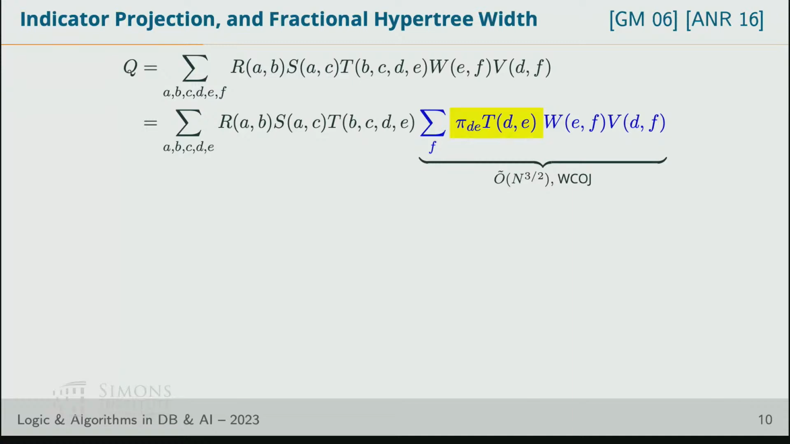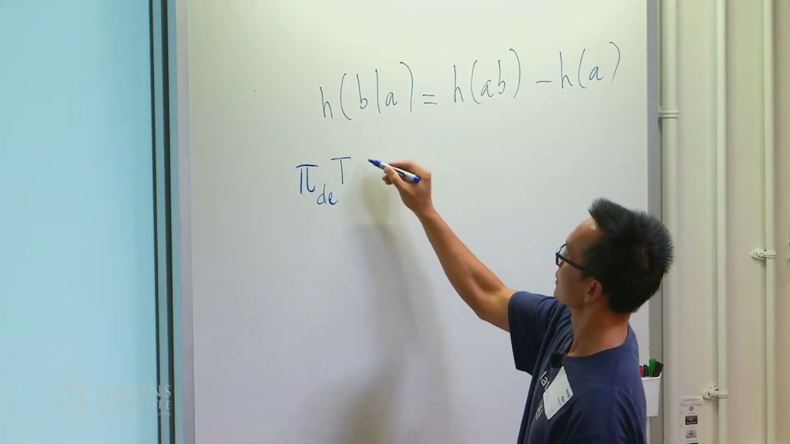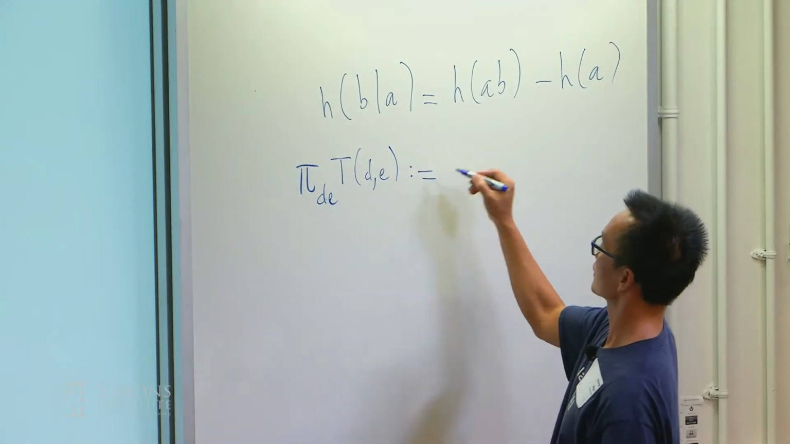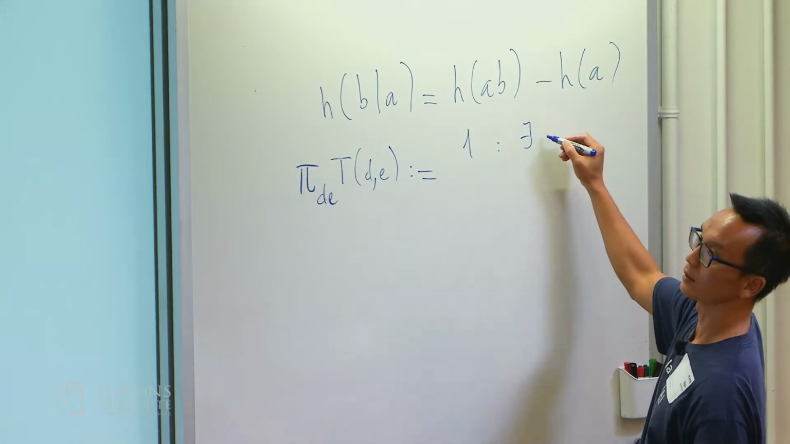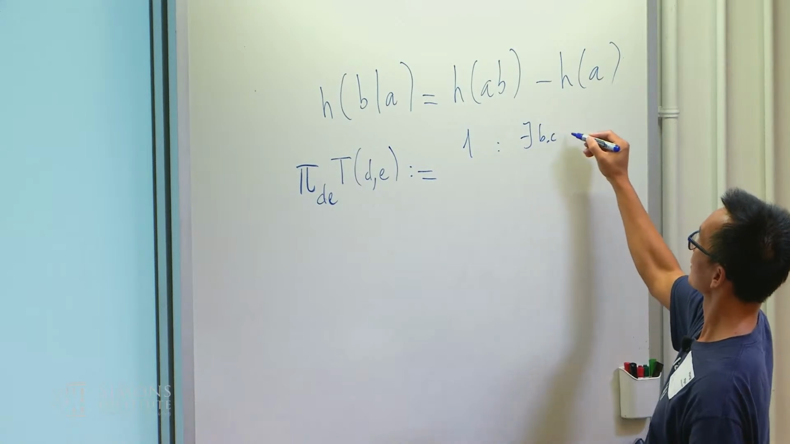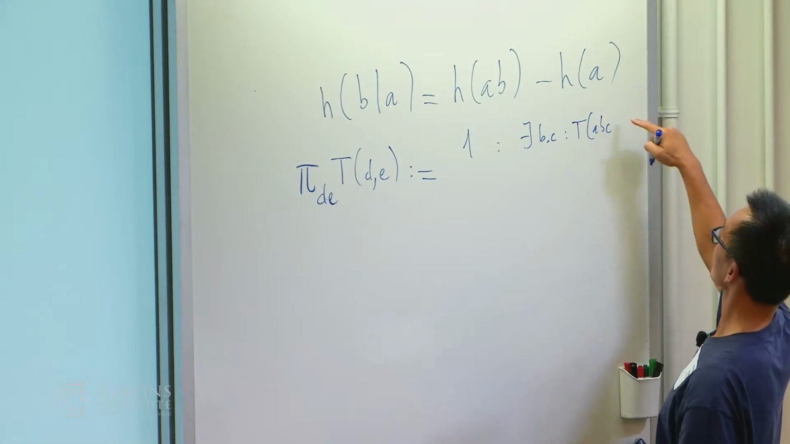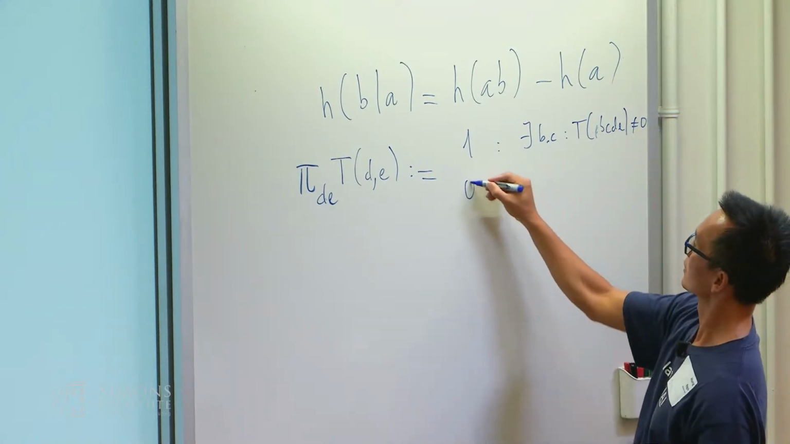Not understanding of the notation. T is at the same time additive 4 and additive 2. Oh, yes. So I have to define that. So this projection onto DE of T, this is a new function. And this is defined to be 1 if there exists B and C, for which T(B,C,D,E) is non-zero, and it is 0 otherwise.